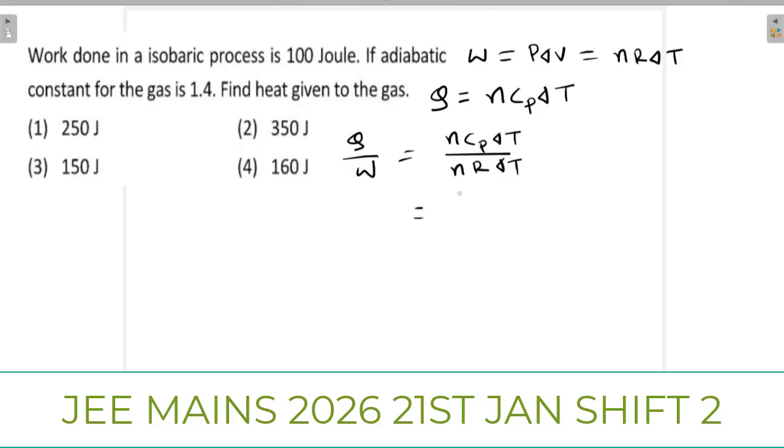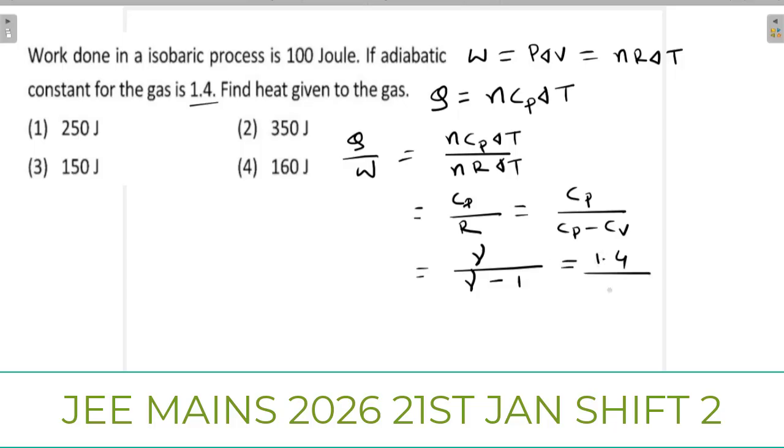Now n and delta T cancel, so that is Cp by R. R is Cp minus Cv, so that is Cp by Cp minus Cv. Now divide by Cv: Cp by Cv is gamma, and Cv by Cv is 1, so that is gamma by gamma minus 1, and the value of gamma is given as 1.4. So this is 1.4 divided by 1.4 minus 1, that is 0.4.